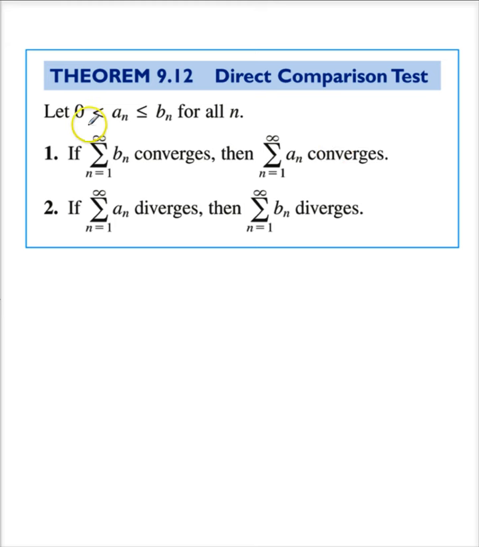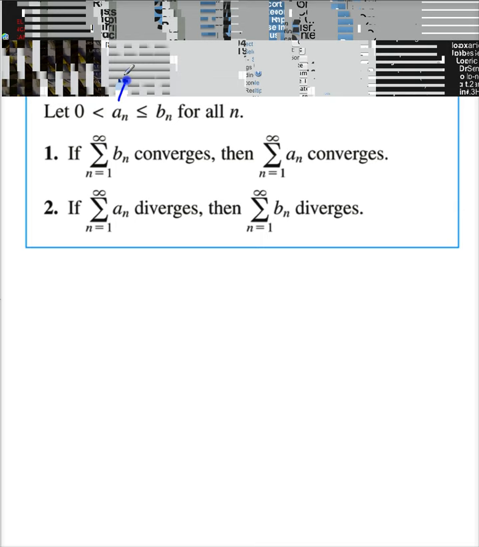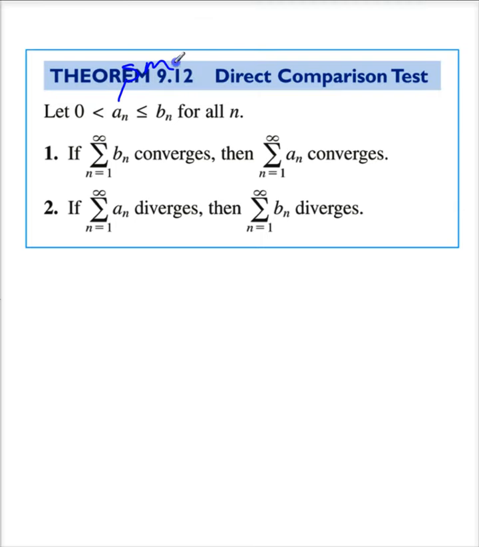Suppose I have 0 less than a sub n, and a sub n is always less than or equal to b sub n for all n. So a sub n is the smaller, and b sub n is the larger. Then if the sum of b sub n converges, then clearly the sum of a sub n converges. While if the sum of a sub n diverges, and it's always less than the sum of b sub n, then the sum of b sub n must also diverge.